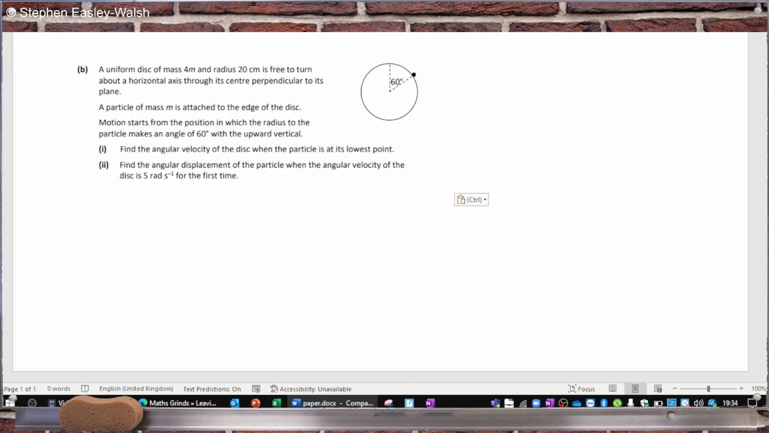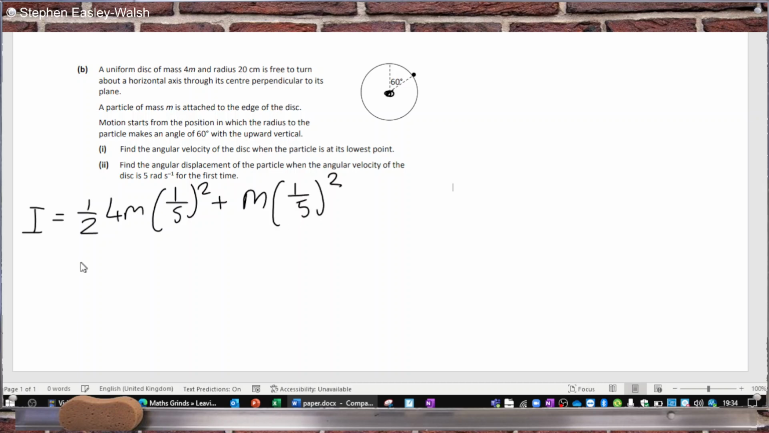Okay, so let's calculate the inertia first here. So it's the inertia of the disk, which is a half m r squared, plus the inertia of the point, which would be m r squared as well. So let's type that in on the calculator. It's 3 over 2, isn't it? Because that's a half and a 1, so a 3 over 2 m r squared.